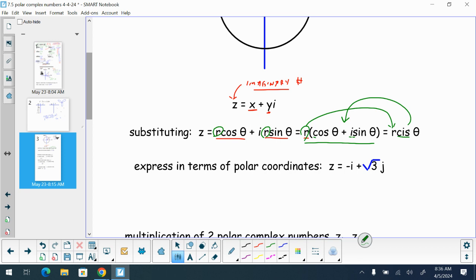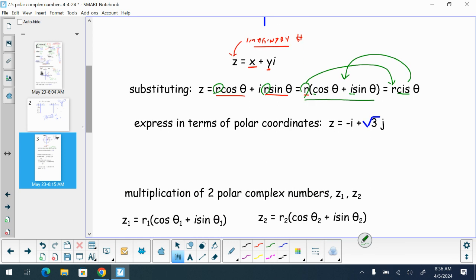So if we take a look and we want to express this in polar coordinates, this here is your polar coordinates.